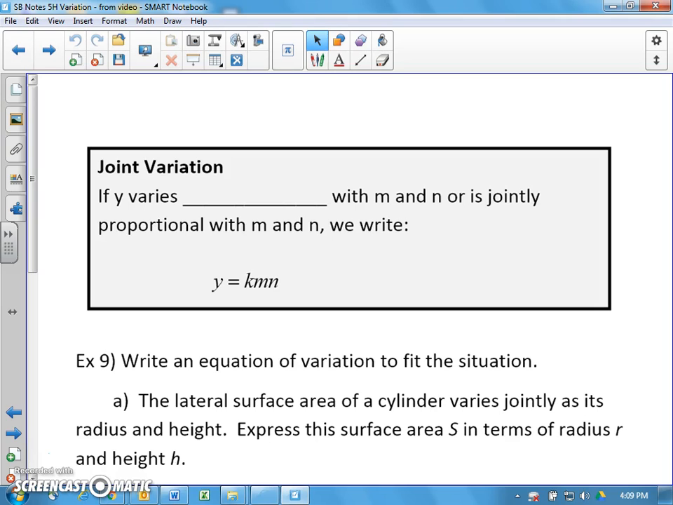So we're going to talk about joint variation, which is really just a combination of different types of variation. It says if y varies jointly with m and n, or is jointly proportional with m and n, then we write y equals k m n. That's a bit of a distraction because it's not always k times m times n. Frequently we'll change what we're doing to the variables, or sometimes we do a combination of direct variation and inverse. So I wouldn't worry about trying to memorize that as a formula because you're not going to adhere to it strictly. So let's look at an example.